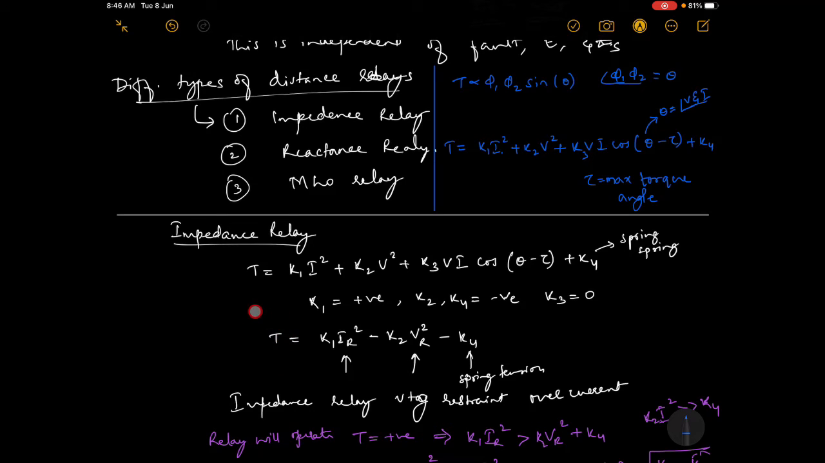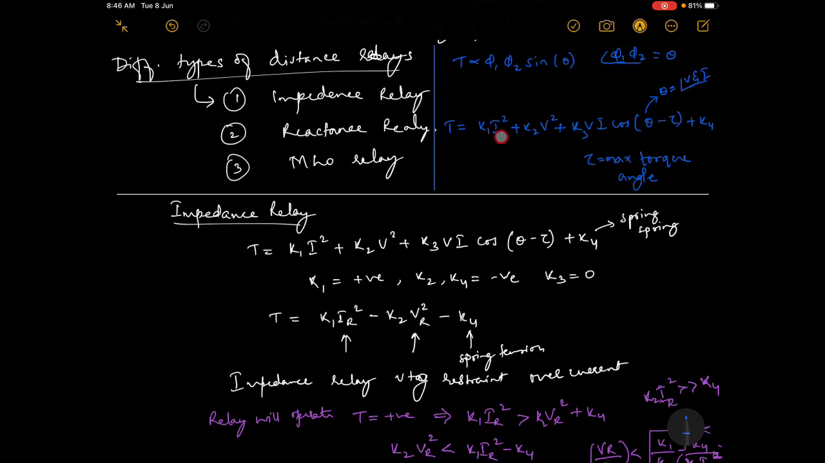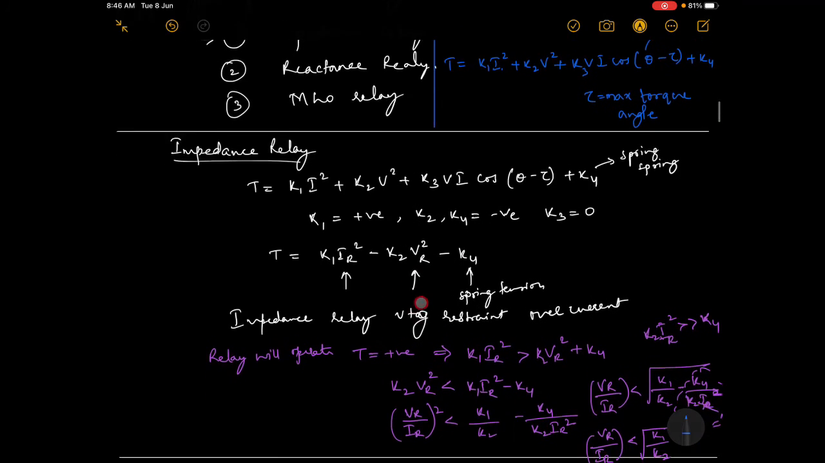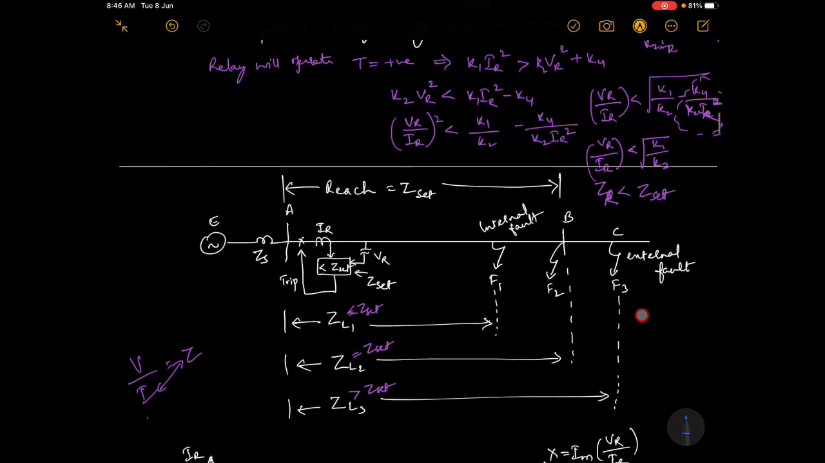That aspect is not there in the impedance relay. In distance relay there are three types. The first one was impedance. In impedance this term was made 0, so we had only this. This was the operating torque and this was the restraining torque. We had seen that. So this was the formula.